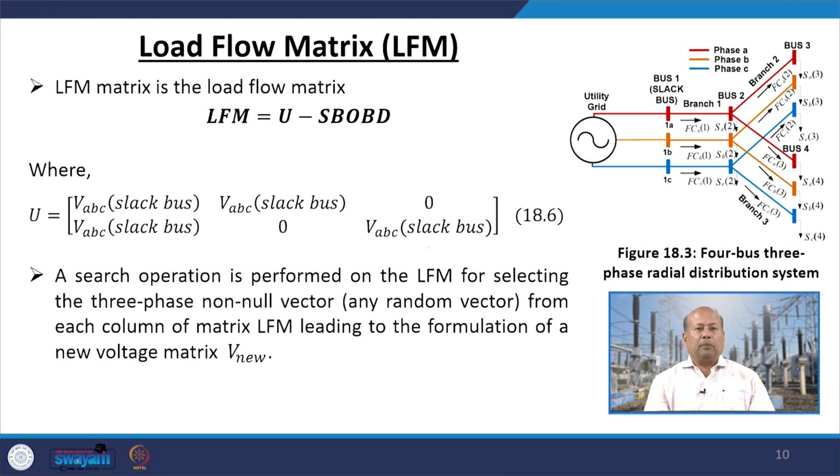Now, there will be a question among you: the 0 elements justify the interconnection relation, which leads to 0; otherwise they are the values of the slack bus. A search operation is performed on the LFM for selecting the 3-phase non-null vector, any random vector from each column of matrix LFM, leading to the formulation of a new voltage matrix V nu.